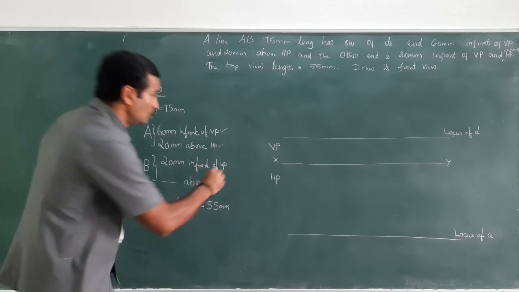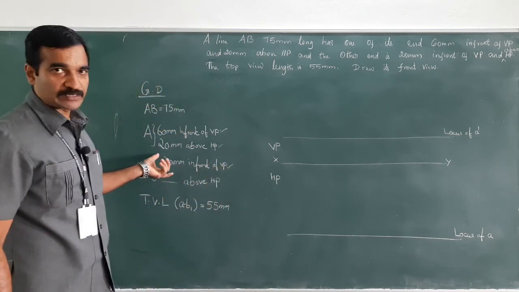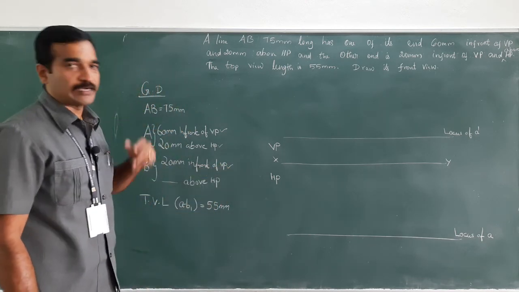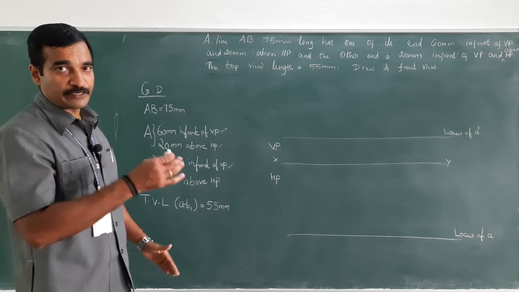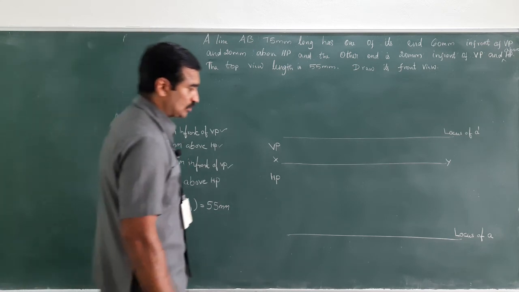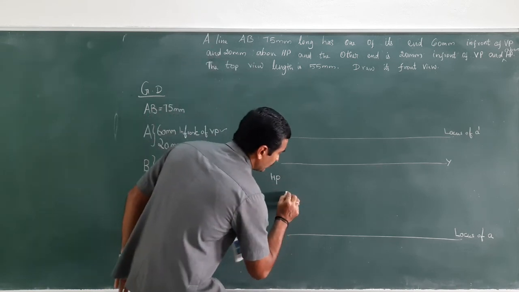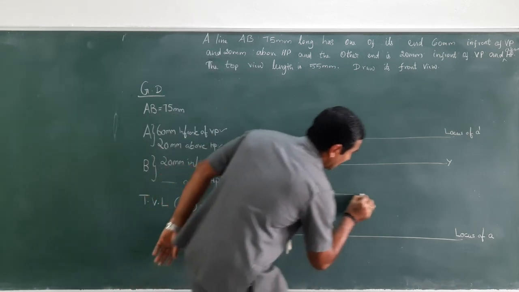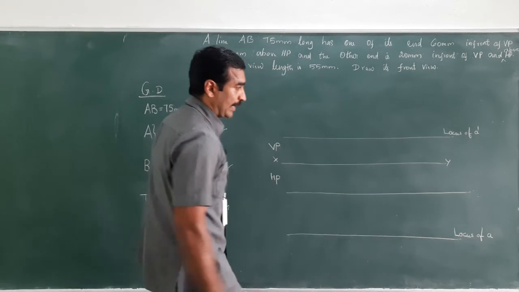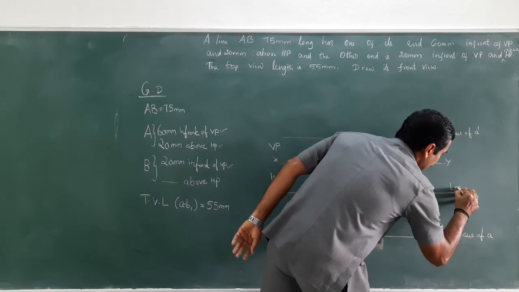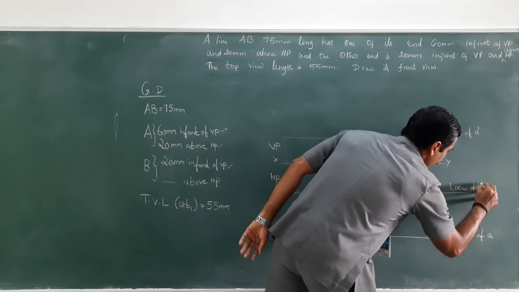Let me move to the other end, the locus data, 20 mm in front of VP. In front means it will be captured on HP. So take 20 mm from the reference line and draw a parallel line to the XY, and this is nothing but locus of B.